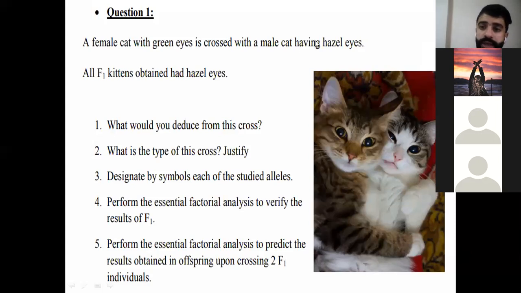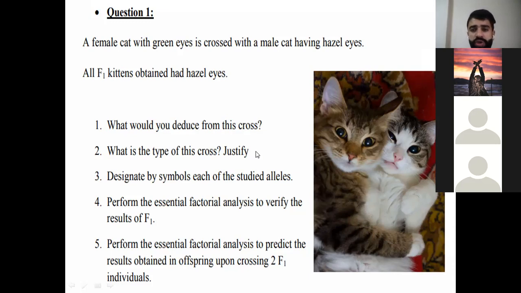Okay, that's good. So here, what can you deduce from this cross? I'm going to solve this. So after crossing the female cat with the green eyes with one having hazel, all the F1 had hazel. So we have to say since all the F1 had hazel eyes, like one of the parents, the hazel allele is dominant over the green allele, which is recessive. What is the type of this cross? The type of this cross is called a monohybrid cross. Parents are pure and they differ in only one trait.